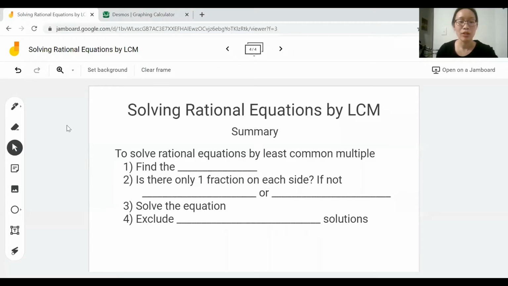To solve rational equations by using least common multiple, first we find the domain, and then we check and see if there's only one fraction on each side. If there's not, we can combine until there's only one, or we can multiply through by the least common multiple. And from there, we solve the equation and we exclude any extraneous solutions or values that would make our denominator 0.